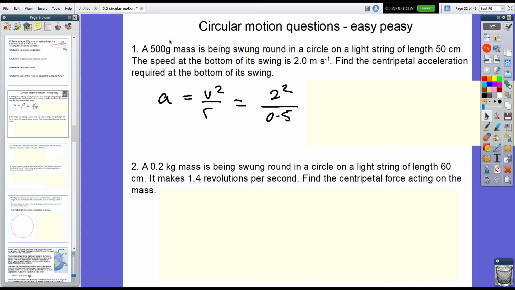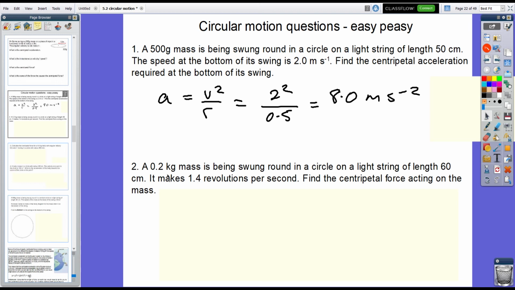This is just being given here to try and confuse you, because it's not required, as we're just asked to calculate acceleration. If we were asked to calculate the centripetal force, then that would be multiplying by 0.5 here again, which would be 4 newtons, but it wasn't asked for in this question.